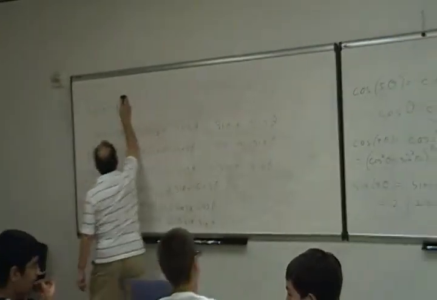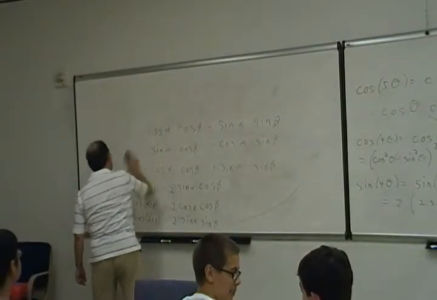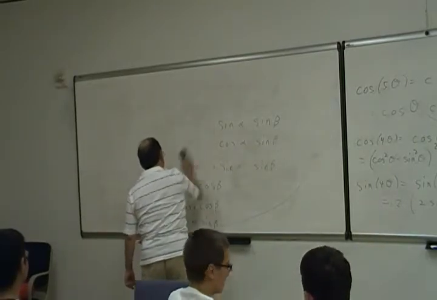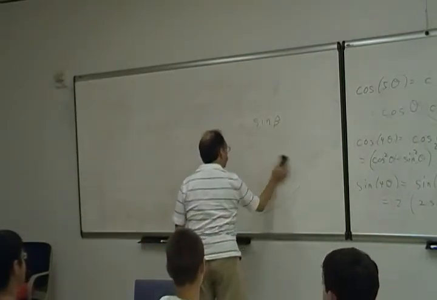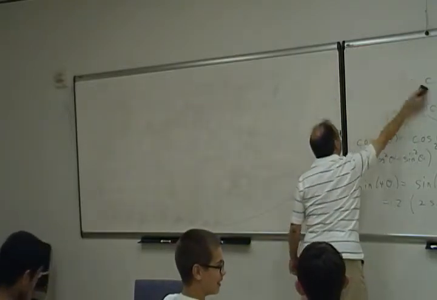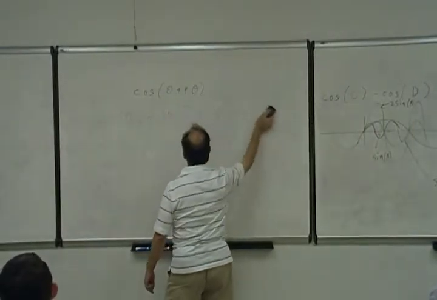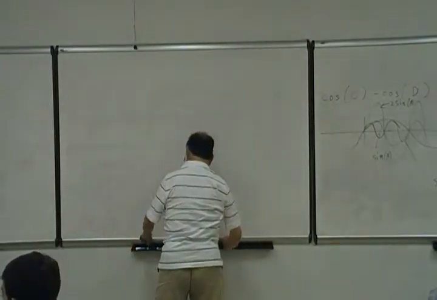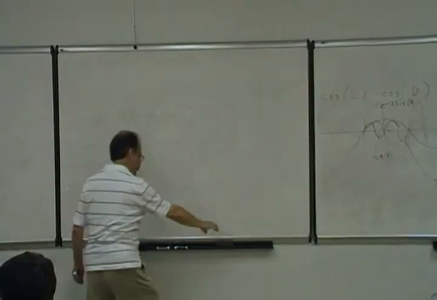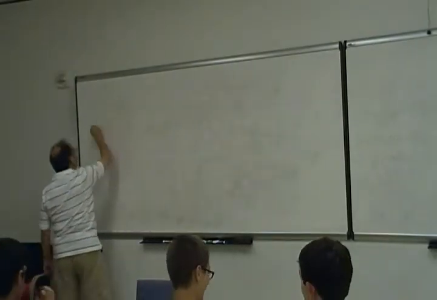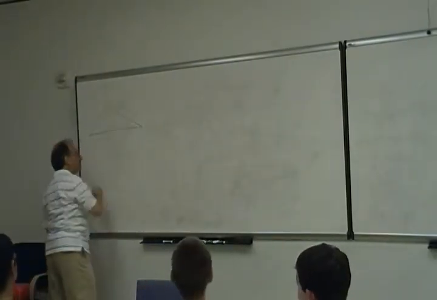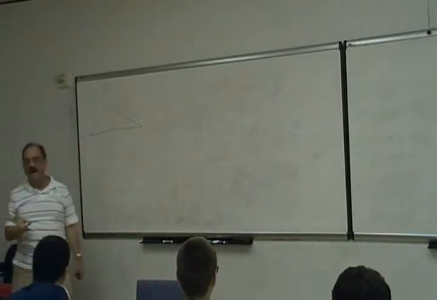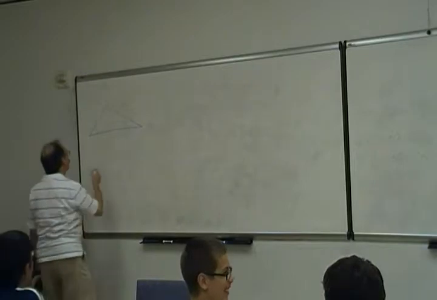Okay. There are 2 more identities which are totally different from all the rest, and they need separate proofs. One of them is called the law of sines, and the other is called the law of cosines. And they have to do with triangles. We have a triangle where no angle is a right angle, might be a right angle, but doesn't have to be. And we have three angles.